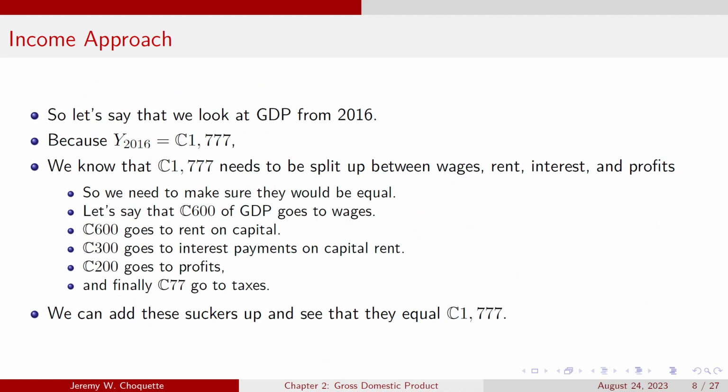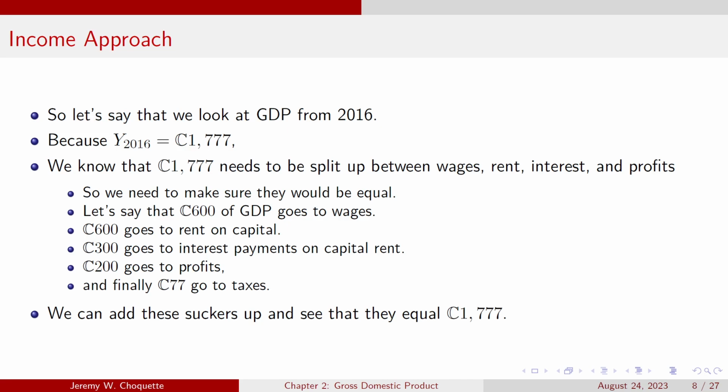So let's say that we look at GDP from 2016, right? We know GDP was 1777 catnips. And it needs to be split up between wages, rents, interest, and profits. Plus another little thing I'm adding in here, taxes. I know, don't we love taxes? So we need to make sure that these would be equal.